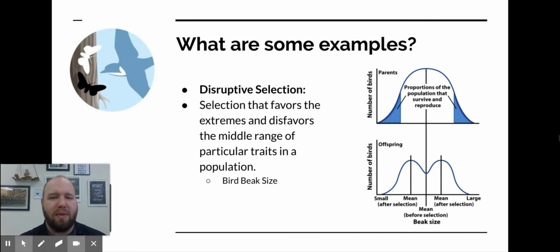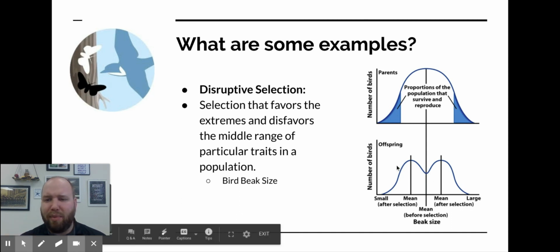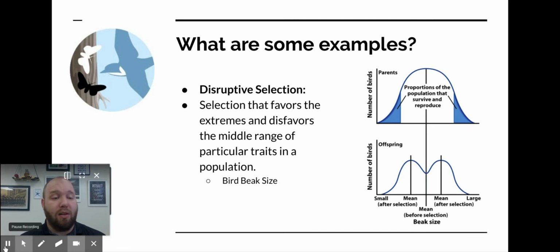Okay, so disruptive selection is one of the main types of selection we look for because it causes speciation. The entire population can split in half and become two unique species. All right, so just something to look for.